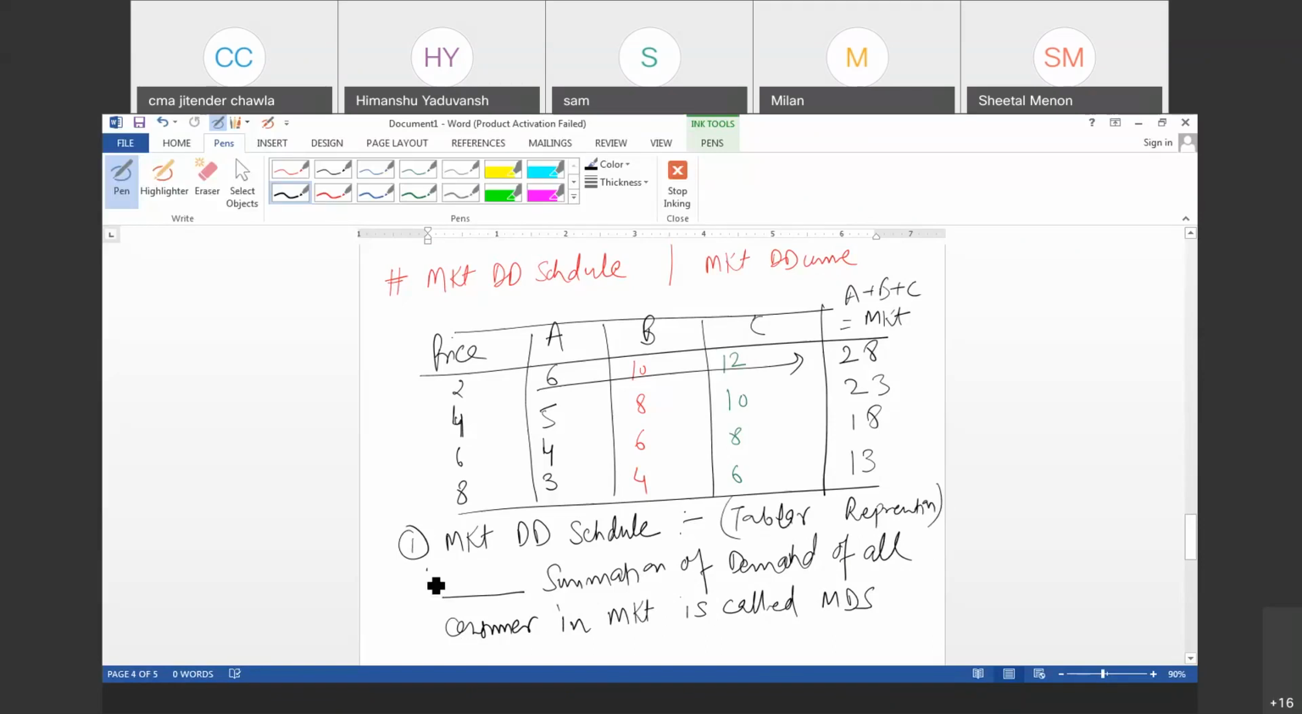Yes, excellent answer. It is horizontal summation. It is horizontal summation of demand of all the consumers in market. Firstly, हम टेबल बना रहे हैं या ग्राफ बना रहे हैं? We are making market demand schedule, a tabular representation. Am I right? Permission granted to move forward.